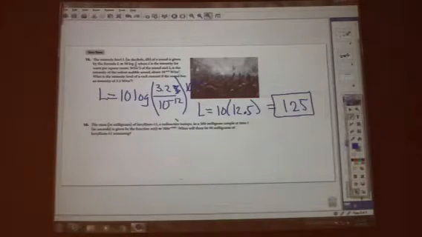Okay, so over here we said 10 times 12.5. Where'd you get the 10 times 12.5? It said it right up here for the intensity. So what do we have to do the other ones for? It asked you what is the intensity level of a rock concert if the sound has an intensity of 3.2. I just filled in these numbers into the equation they already gave me.